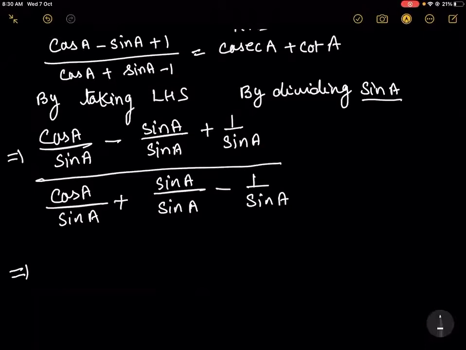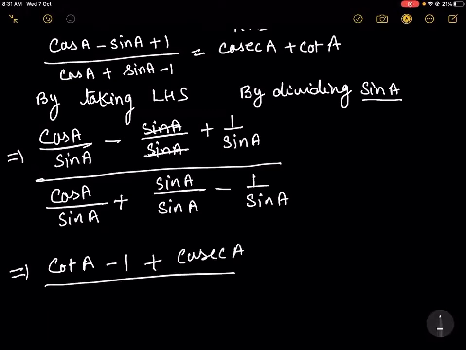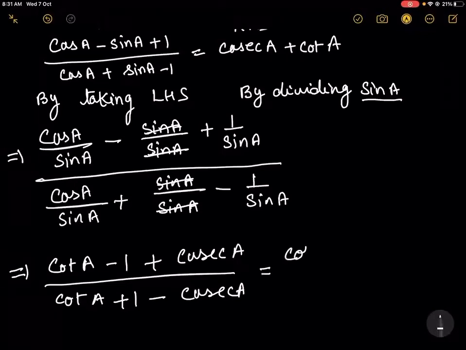Now cos A upon sine A, we can say this is cot A. Sin A and sin A cancel, minus 1, and 1 upon sin A is cosec A. We convert cos and sin in the form of cosec and cot. Is it clear to you?